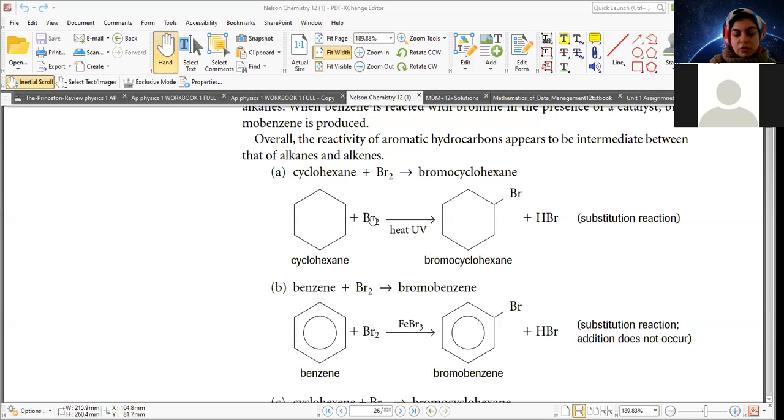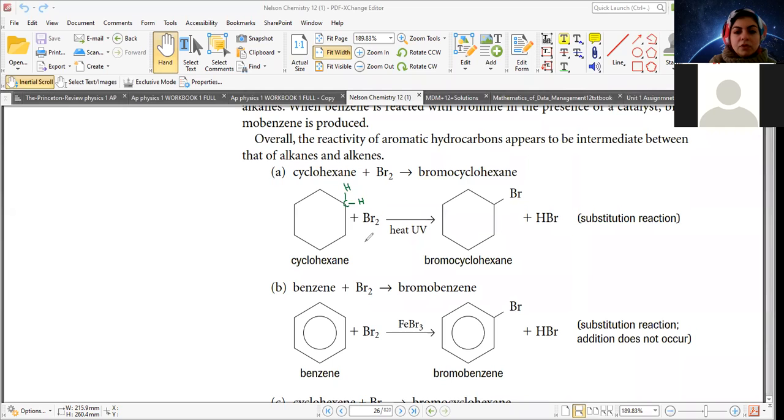Plus Br2, if you give it heat or UV light, like the sun has UV light in it. So one of these hydrogens, you see the hydrogen is not shown, but when you have a carbon here, of course, there are 2 bonds, there need to be 2 more bonds, right? Around the carbons, hydrogen and hydrogen here.